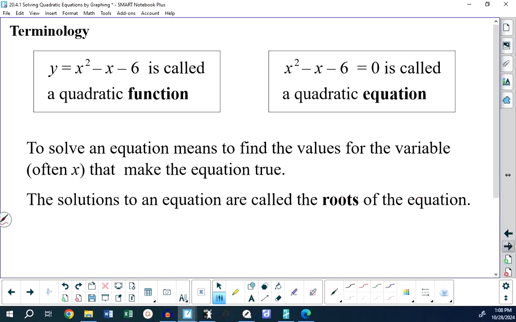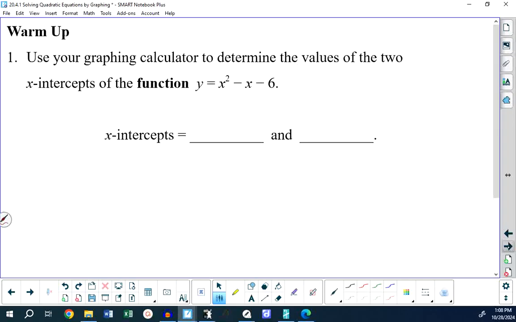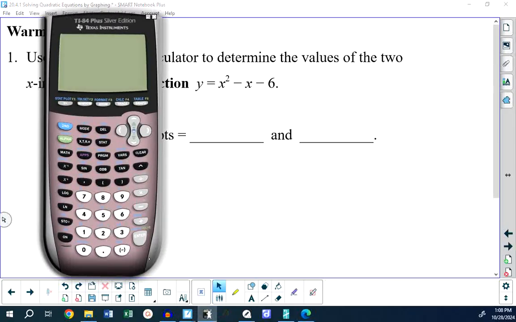The solutions to an equation are called the roots of the equation. So when I set up here that for this equation, x equals 3 and x equals negative 2 were solutions, from now on, when you see the word root, you mean solution in your head. So those are the roots of that equation. Use your graphing calculator to determine the values of the two x-intercepts of this function. That's pretty easy. We've done this already.